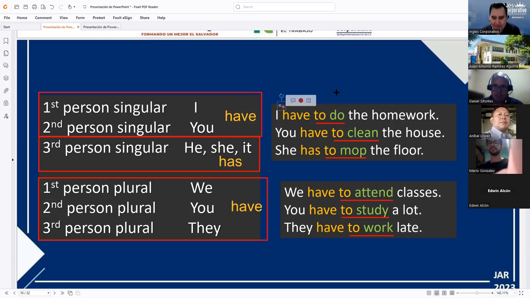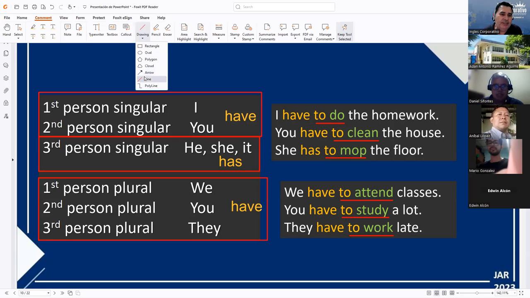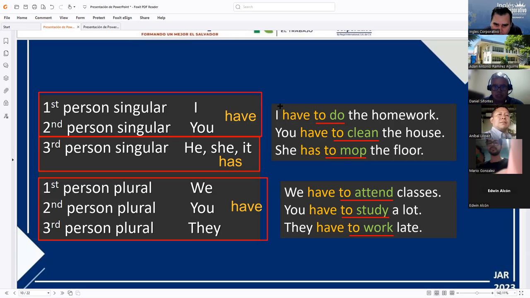Wait, I forgot that it's underlined. Let me see. The one that changes is this part. You can say, I have, or if it's she has. But the other part doesn't change. You say, I have to do homework. She has to do homework. He has to do homework. We have to do homework. But to do doesn't change. It's permanently the same.